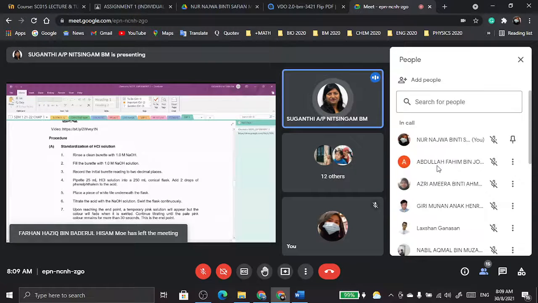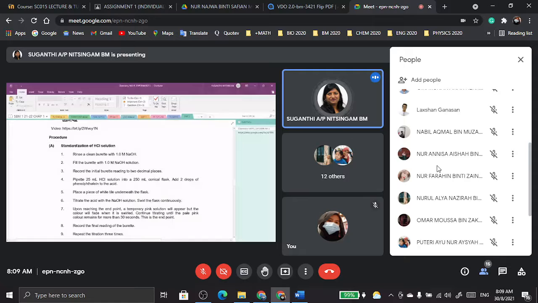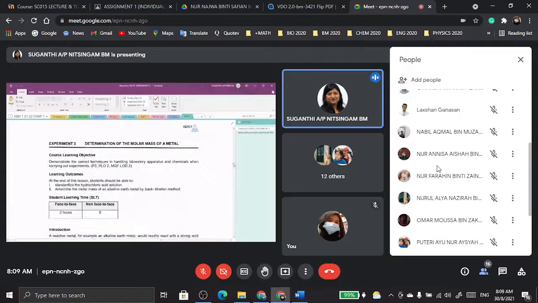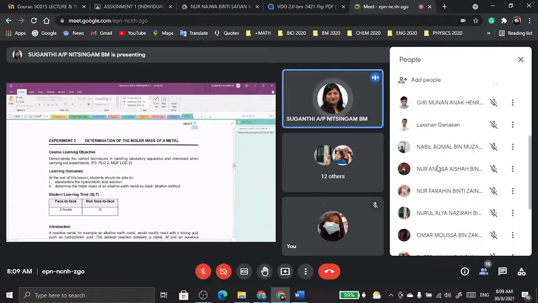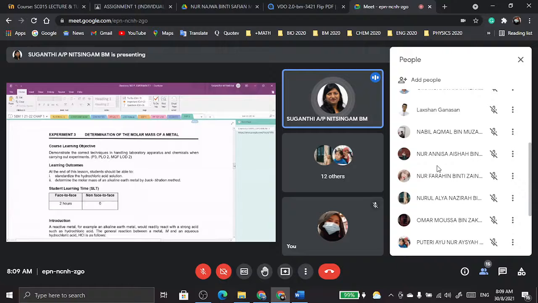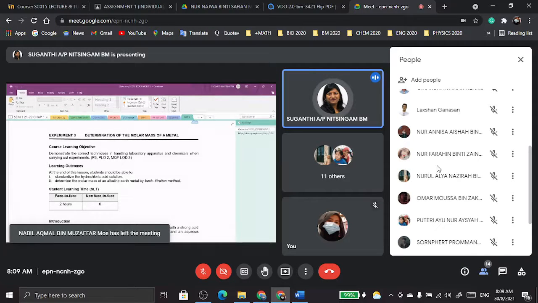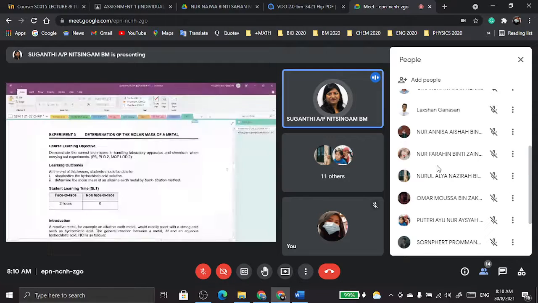Okay, so we will go through first this experiment dulu. Then we'll wait for a while. Later kita tengok dia punya video ya. Okay, now let's have a look at this experiment first. Again, it's a titration experiment. So what you're going to do here is determination of the molar mass of metal. Macam mana kita nak tentukan ini? Ini adalah kita panggil juga reverse titration. So kita tengok apa maksud reverse titration ni.